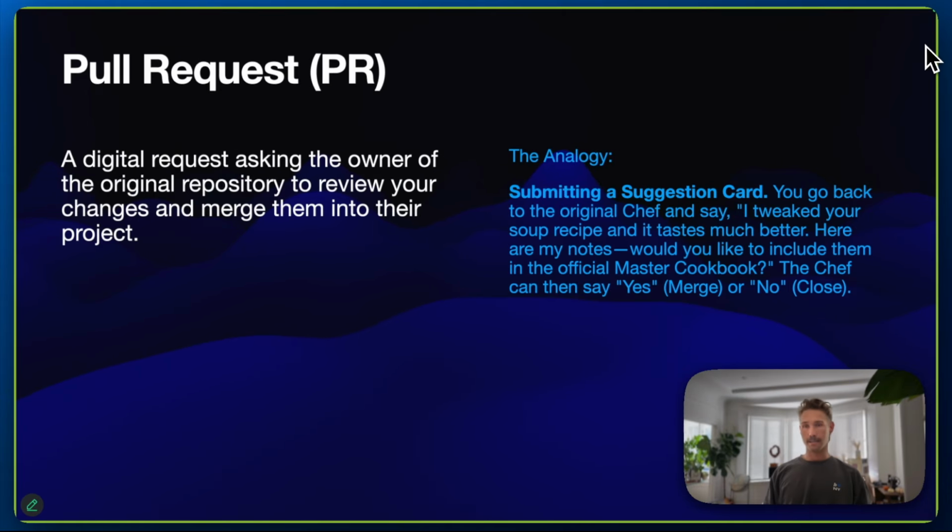A pull request. This is an important one. Think of this as like a digital request that's asking to merge the changes from one branch into the main branch, and it's a request. It's basically submitting a suggestion to say, I tweaked the recipe and I think it tastes much better. Let's bring this into the main cookbook. And then the publisher can basically say yes or no.